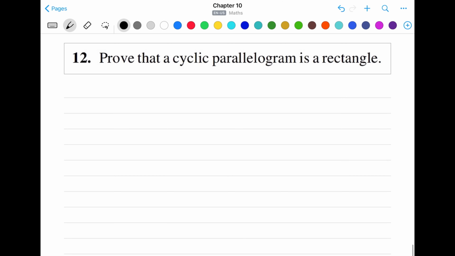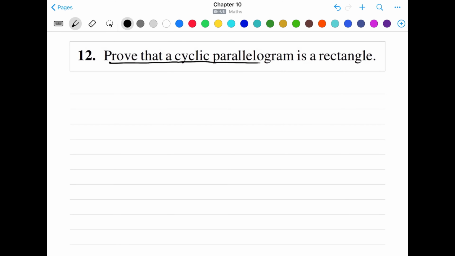Now moving to the next question. Question number 12 is: prove that a cyclic parallelogram is a rectangle. That means we are given a cyclic parallelogram and we have to prove that it's a rectangle. We know that in a parallelogram opposite angles are equal, while in a rectangle all angles are 90 degrees. So we will prove that their measure is 90 degrees.